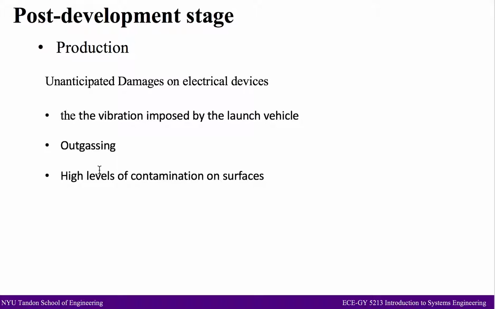Let's move on to the post development stage. In this stage, we need to talk about two aspects. One is production, the other one is operation and support. For the production, according to the lecture notes, no matter how effectively the system design has been engineered for production, problems inevitably arise during the production process. In this section, I will discuss some problems that may happen to the electronic devices of the endpoint system.